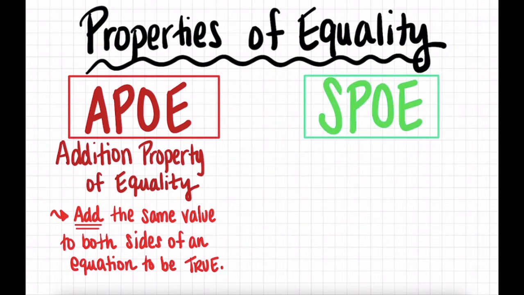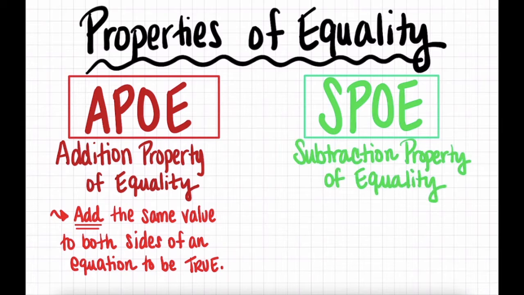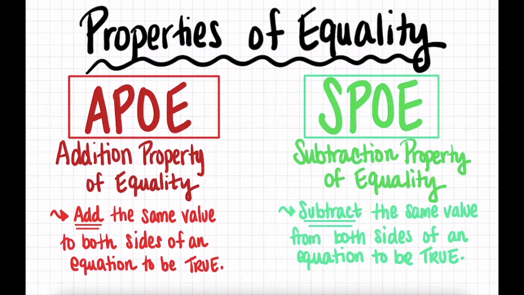The second property of equality is SPOE, and that stands for the subtraction property of equality. It states that you have to subtract the same value from both sides of an equation to be true. Let's look at some examples.